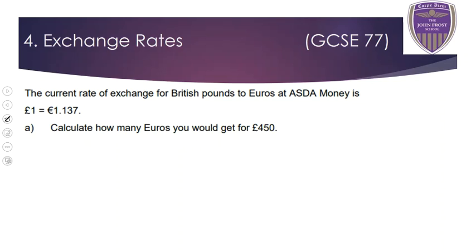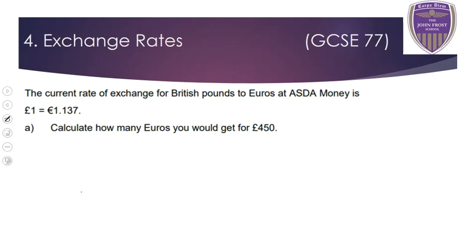Okay, right, on to exchange rates then. So we spent a couple of lessons on exchange rates, using a calculator and without a calculator as well. I'm just going to use a calculator for this. Just quickly get my calculator right. So current rate of exchange for British pounds to euros at Asda Money is £1 equals 1.137 euros. Calculate how many euros you would get for £450.